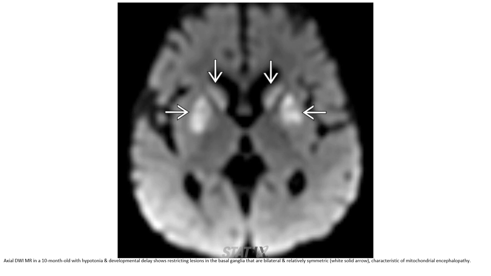DWI MRI in a 10-month-old with hypotonia and developmental delay shows restricting lesions in the basal ganglia that are bilateral and relatively symmetric, characteristic of mitochondrial encephalopathy.